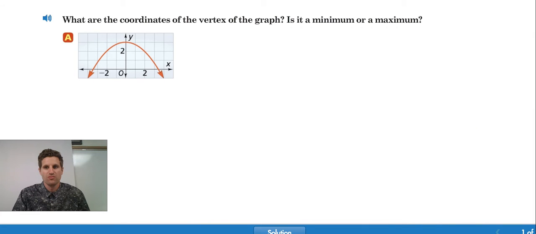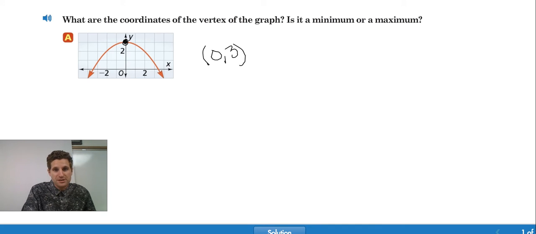Okay, number 1. Let's get this one down. What are the coordinates of the vertex of the graph? Is it a minimum or is it a maximum? Well, right where it changes is right here, and that point is at an x value of 0 and a y value of 3, so there's my vertex. And is anything above this? No, so this might be the maximum. Is there anything below it? Well, yes, so it's definitely not a minimum, so this is a max.